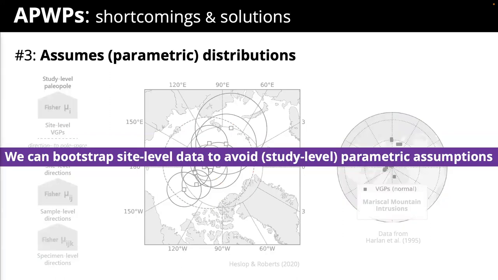Okay, so how do we get around this problem? Again, we can work with bootstraps, in this case, non-parametric bootstraps from lower hierarchical levels to avoid parametric assumptions. In this case, in the study level, but you could also push this into lower hierarchical levels by working with data which are even further down.